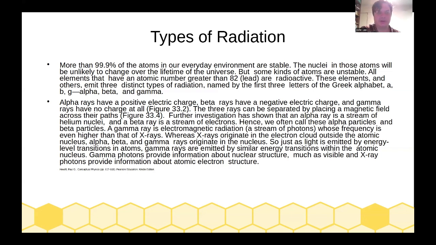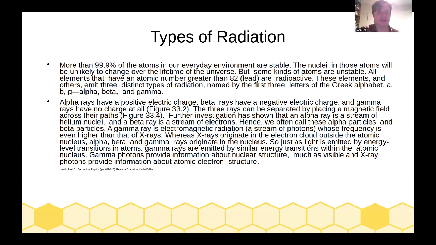Further investigation has shown that an alpha ray is a stream of helium nuclei and a beta ray is a stream of electrons. Hence, we often call these alpha particles and beta particles. A gamma ray is electromagnetic radiation, a stream of photons whose frequency is even higher than that of X-rays. Whereas X-rays originate in the electron cloud outside the atomic nucleus, alpha, beta, and gamma rays originate in the nucleus. This is why they are called nuclear radiation.